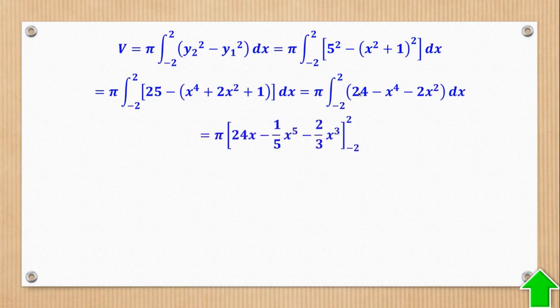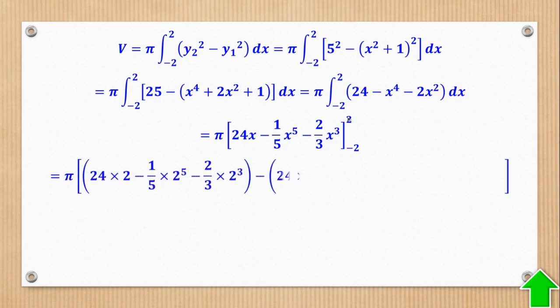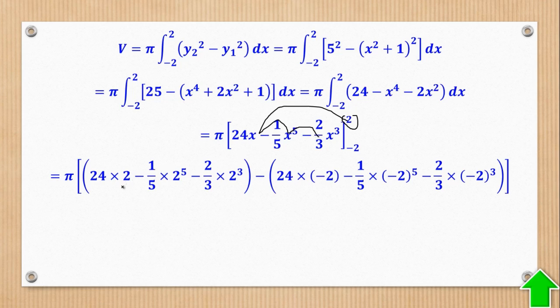Then when I integrate, 24 gives you 24x, x power 4 gives you x power 5 over 5, 2x squared gives you 2 over 3 x cubed. Then I'll substitute the limits. Begin with the upper limit. Where there is x, you put 2, as you can see here. Then substitute the lower limit. Where there is x, you put negative 2.